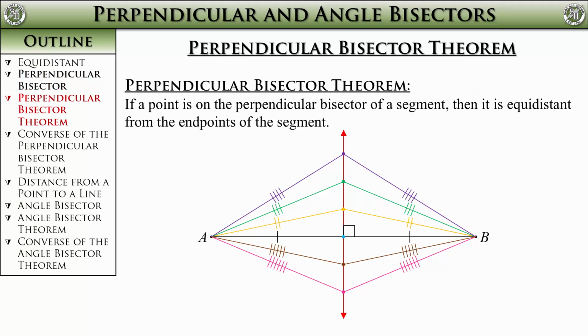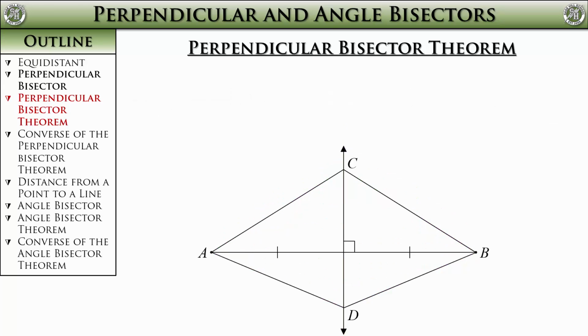That brings us to the theorem. The perpendicular bisector theorem says exactly what I just demonstrated. If a point is on the perpendicular bisector of a segment, then it is equidistant from the endpoints of the segment. In practice, you aren't going to be using this theorem in a proof. Rather, you will use them in problems like this.